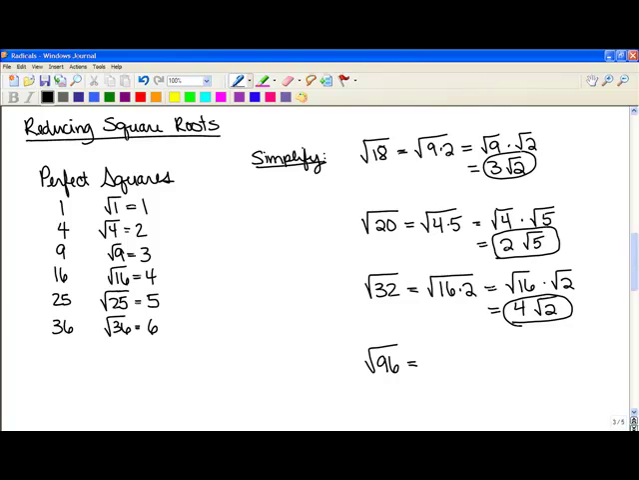Finally, we have the square root of 96. So we're trying to find the highest perfect square that will go into 96. That will be 16 times 6. So we'll break this apart into 2 separate square roots. That will give us 4 times the square root of 6. So you can see how we can use perfect squares in order to simplify numbers underneath the square root.